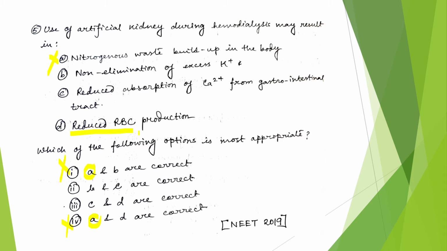Okay. Now coming to the fourth option, reduced RBC production. See, if your kidney is not working properly, then erythropoietin will not be formed. And this erythropoietin is needed because erythropoietin is formed from our kidney, and it is needed for RBC production. So if your kidney is not functioning properly, RBC production will get reduced, and it is true. Let's find out where option D is present. In option 3 option D is present, and in option 4 option D is present, but as we know option 4 is already incorrect, so the correct answer would be option C or option 3. So the correct answer would be option 3.